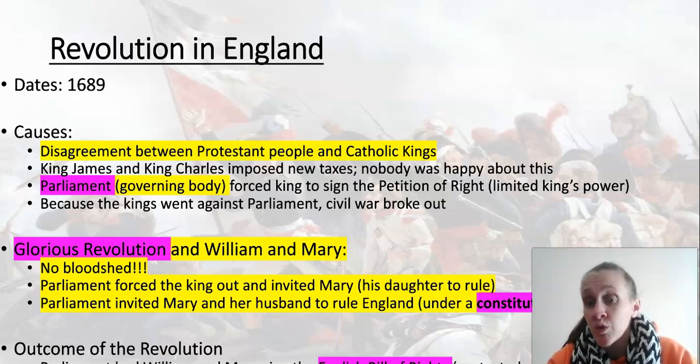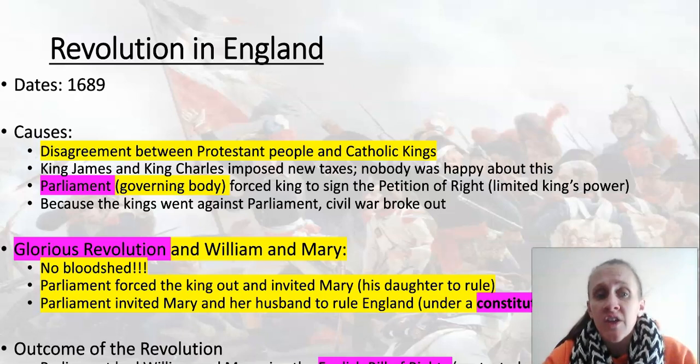The Catholics are the rulers, and then the Protestant people. And the Catholic kings want the Catholics to worship and no Protestants. And remember, keep in mind in your notes, the yellow is what you write down, the pink is your vocabulary, or the purple, okay?